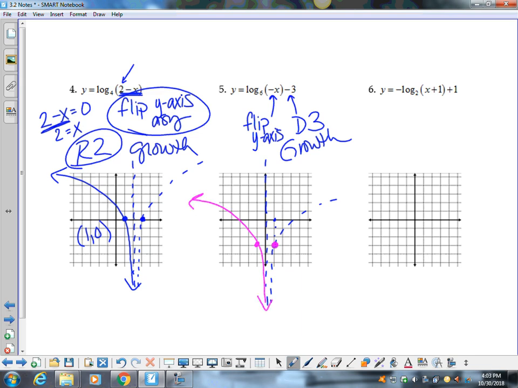So on both logs and exponentials, when we talk about flipping, you're always going to flip over the asymptote. So if you want to think handstands and twirls, that's fine, but it's always going to be over the asymptote.